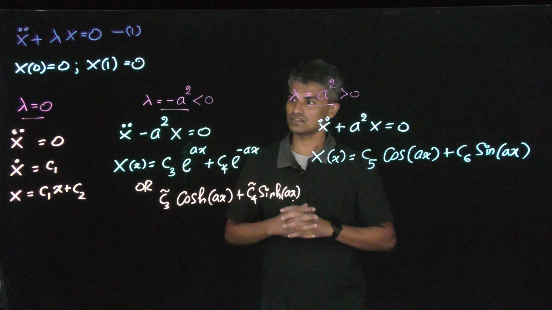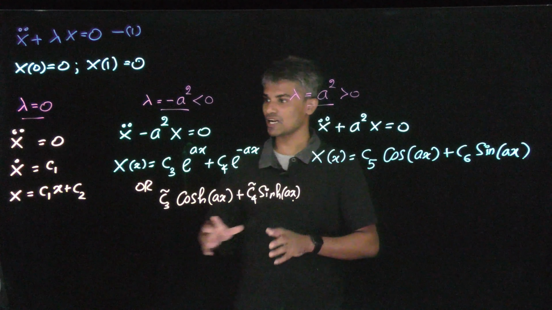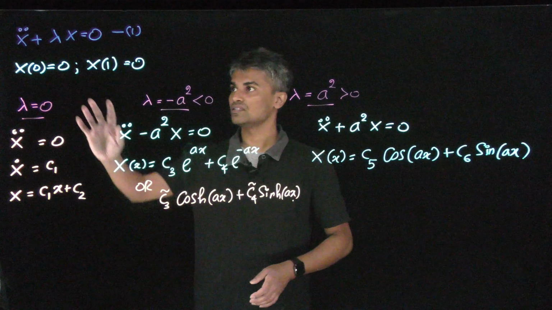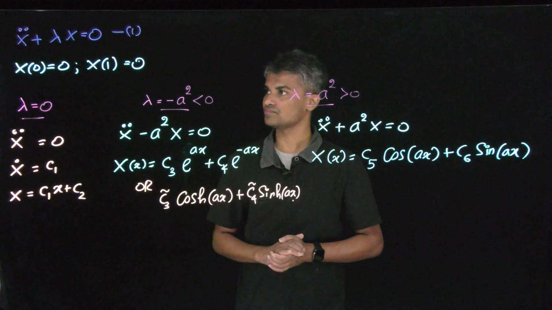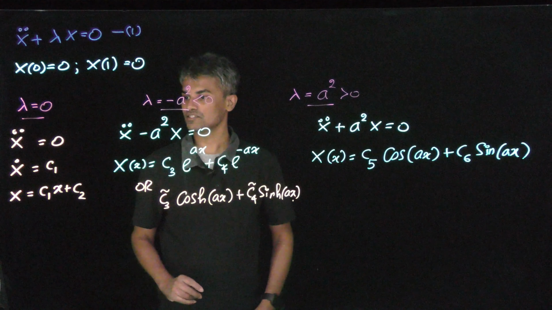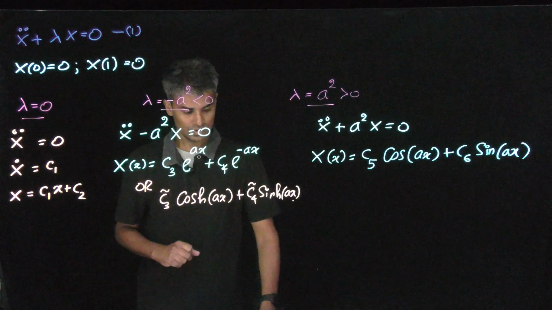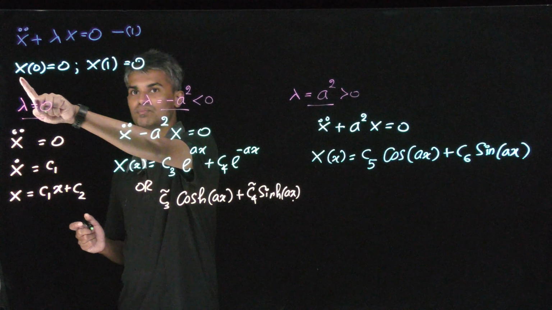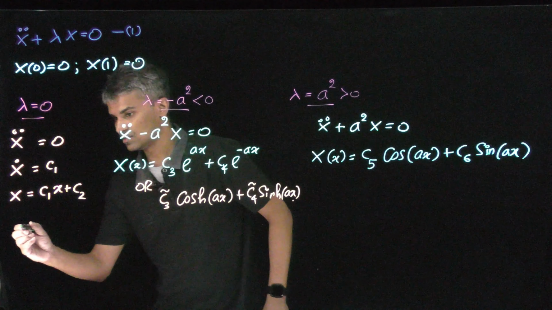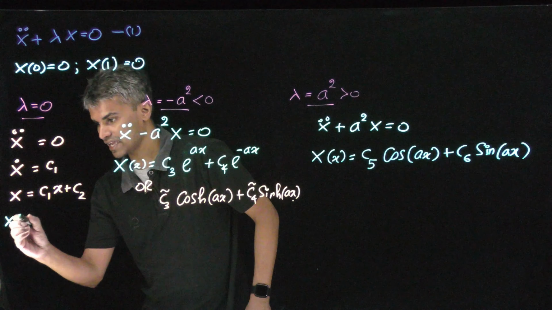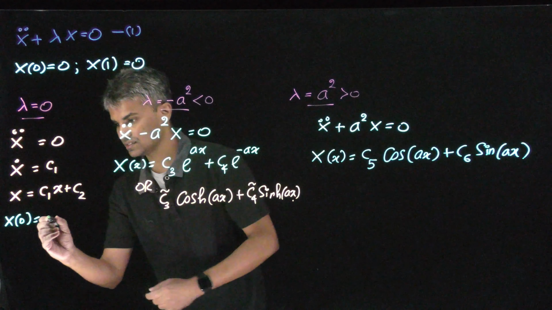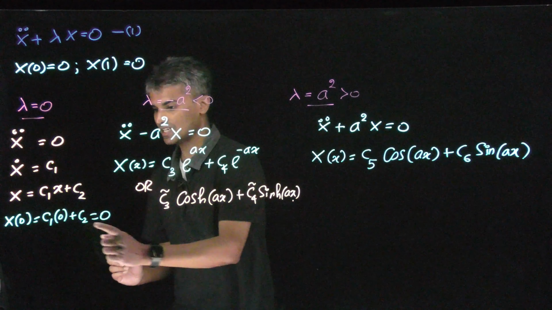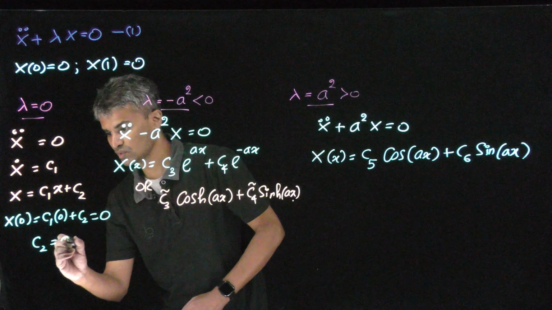Okay, so next we are going to figure out the values of these unknown constants using the boundary conditions. Let's consider the first solution. When x equals 0, my function big X should be 0, and if you evaluate big X at 0, this is c1 times 0 plus c2. So basically this is c2 equals 0.